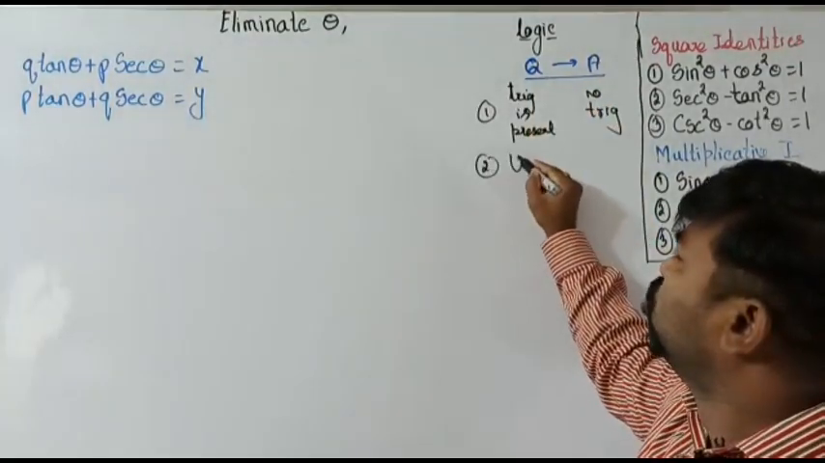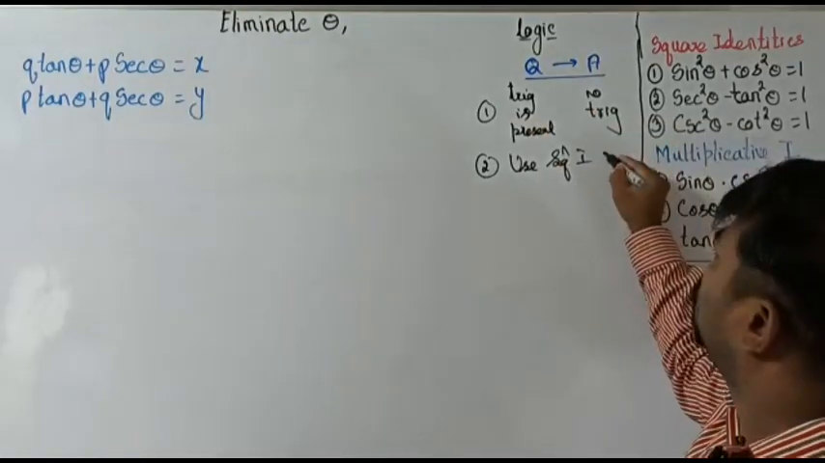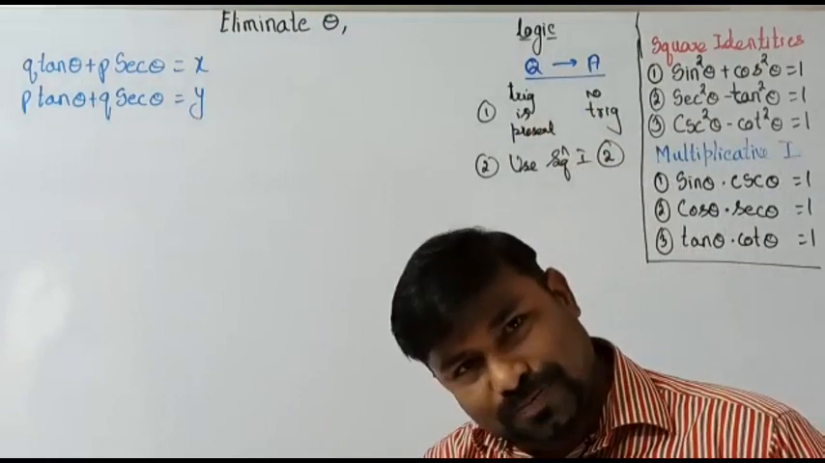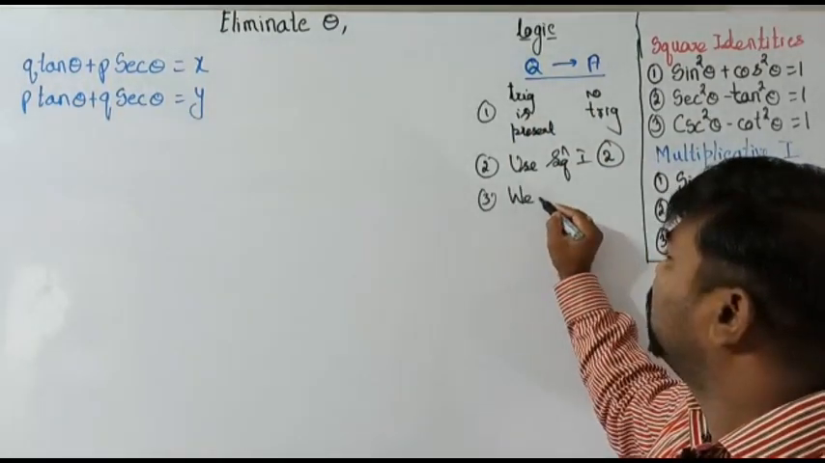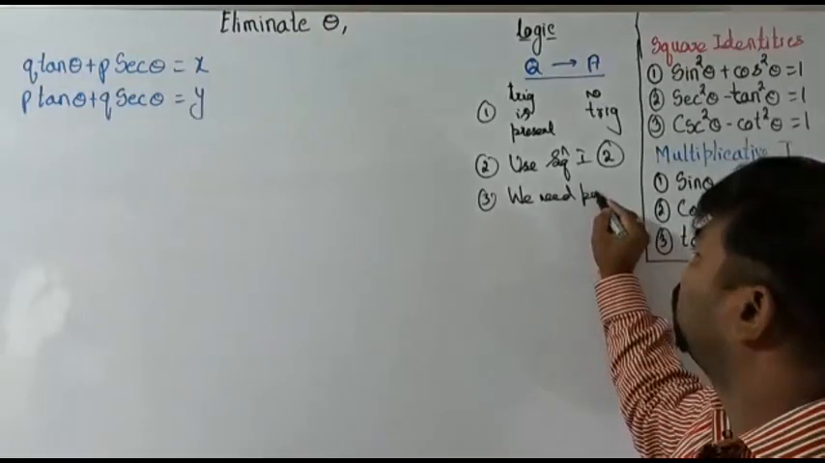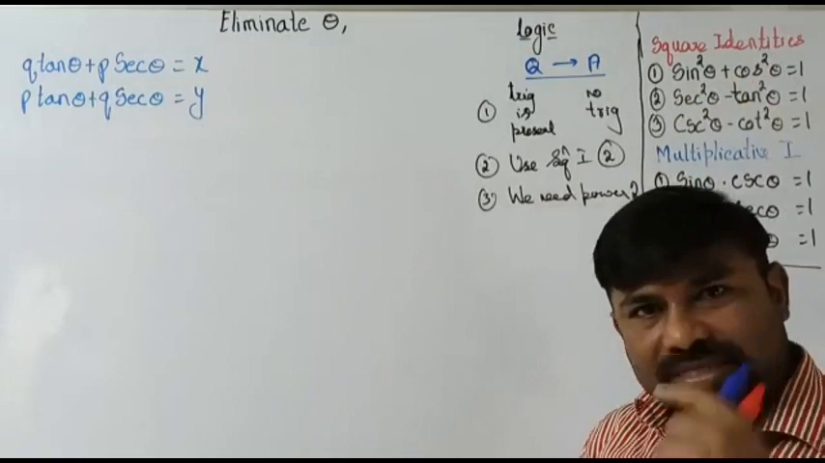Second one, use square identity 2. Which one? The square identity 2. Okay, right. Third one, we need power 2. That's odd. Why? Because we are having squares here. That is the third logic.